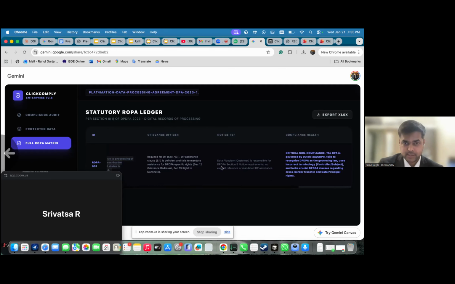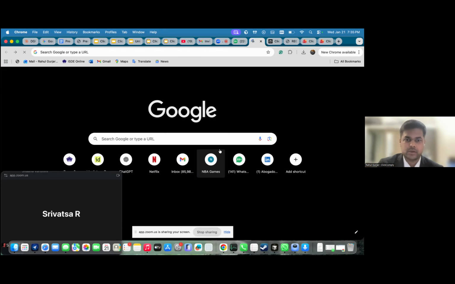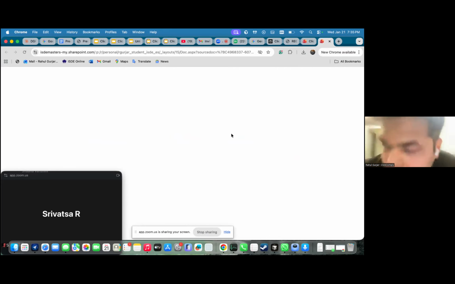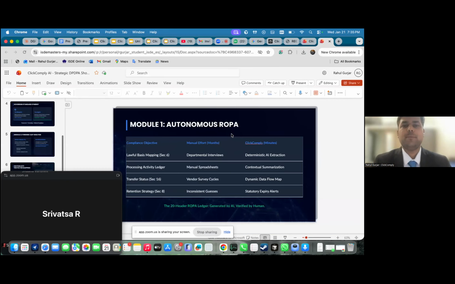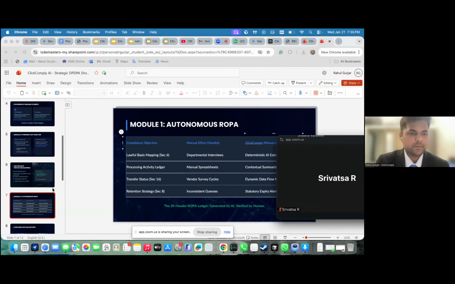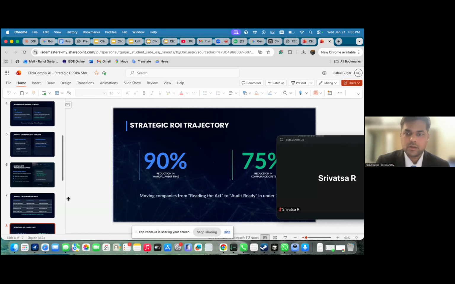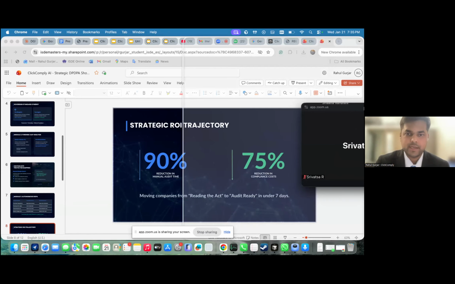So this is how it'll look, and this is what the basic idea is of making a totally autonomous and totally automatic tool for a DPO and for any in-house counsel in a company, for them to make their lives 100 times easier. And yeah, I think we're done. So I'll just run through the slides.